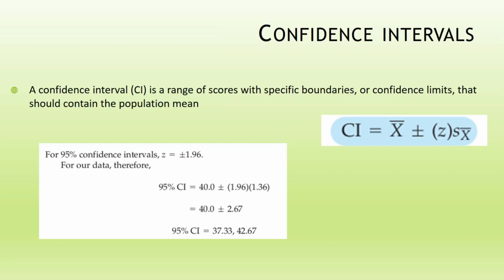And we obtain boundaries of confidence interval using this formula, CI equals x bar plus minus z into sample standard error of mean. So this z value is usually denoted as 1.96. And for our data here, I have taken an example.